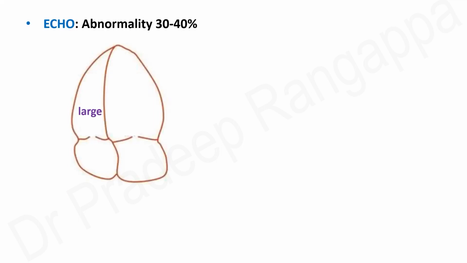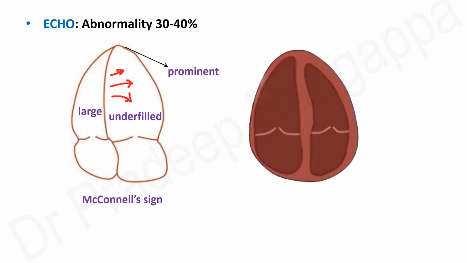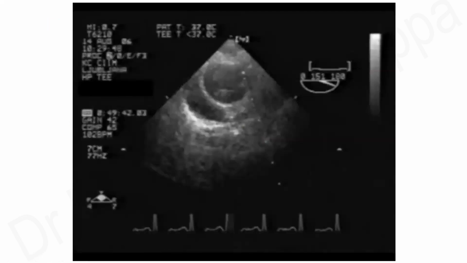The typical echo findings you would see is there is a large RV, which I mentioned. There is an underfilled LV, and there is a displacement of the interventricular septum into the LV, leading to the D-shaped right ventricle. And there is a prominent apex, which we call McConnell sign. So this is the typical echo finding that you would see in acute PE, where you see the RV is dilated and this is a D-shaped septum, and the LV filling comes down and there is a low cardiac output state. So this is a pictorial representation of the typical echo findings that you tend to see.